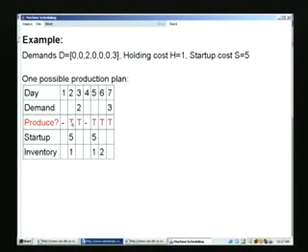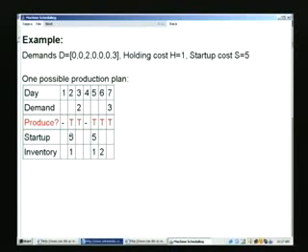Since the machine is going to start having been idle on the previous day, there will be a startup cost on day 2. So, this will be a cost of 5. Similarly, on this day the machine will have to start again having been idle on this day. So there will be another startup cost.